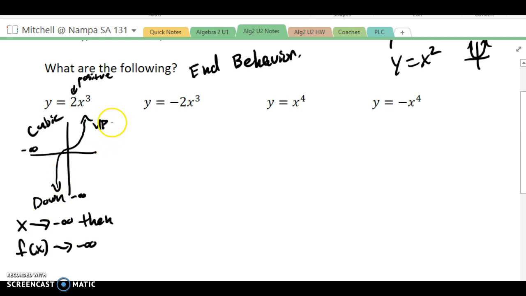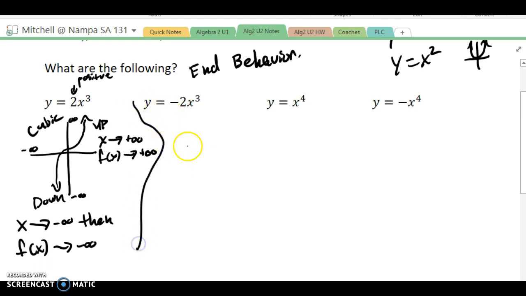On the right side it's up, and so when x is going right, we use positive infinity, then y is going up. We don't write up, we write positive infinity. That's how we do it mathematically. So there are two ways to understand it. Right side's up, left side's down on our cubic, or where the arrows are going, or we could write it out mathematically.